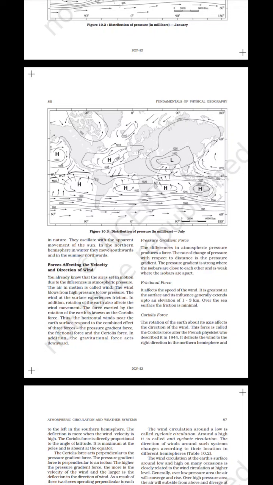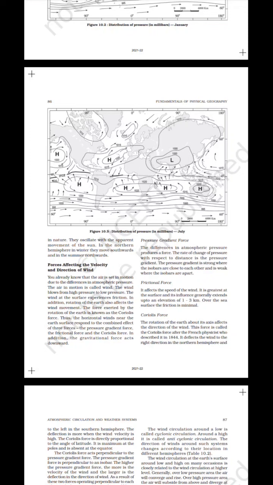Pressure gradient force. The differences in atmospheric pressure produce a force. The rate of change of pressure with respect to distance is the pressure gradient. The pressure gradient is strong where the isobars are close to each other and is weak where the isobars are apart. Frictional force. It affects the speed of the wind. It is greatest at the surface and its influence generally extends up to an elevation of 1 to 3 kilometers. Over the sea surface, the friction is minimal.